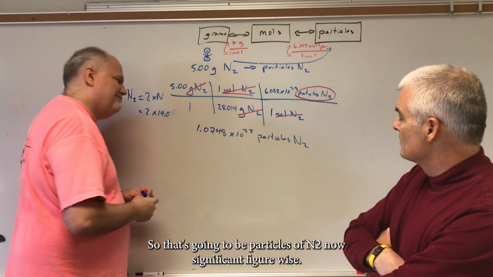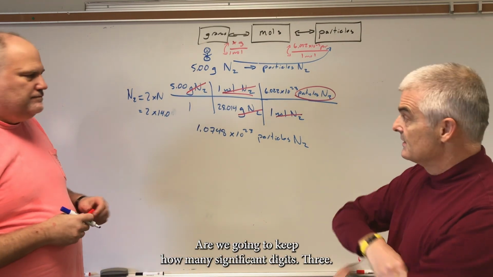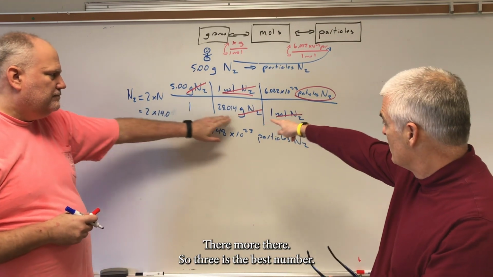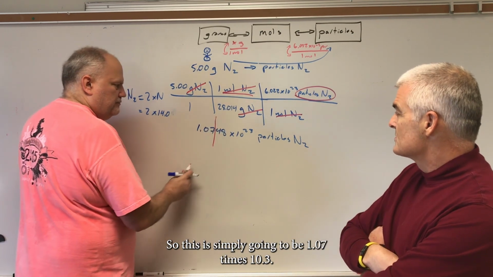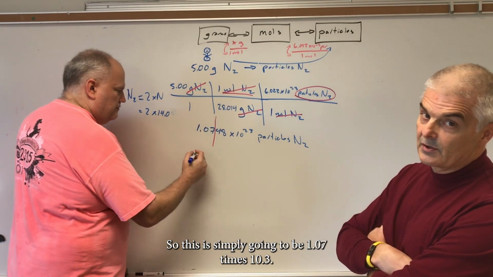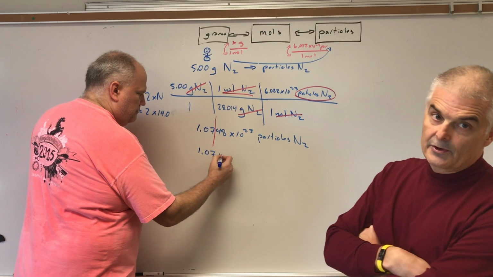Now, significant figure-wise, how many significant digits are we going to keep? We have 3 there, so 3 is the bastion number. So we're going to round to the 3rd digit, so this is simply going to be 1.07 times 10 to the 23rd.